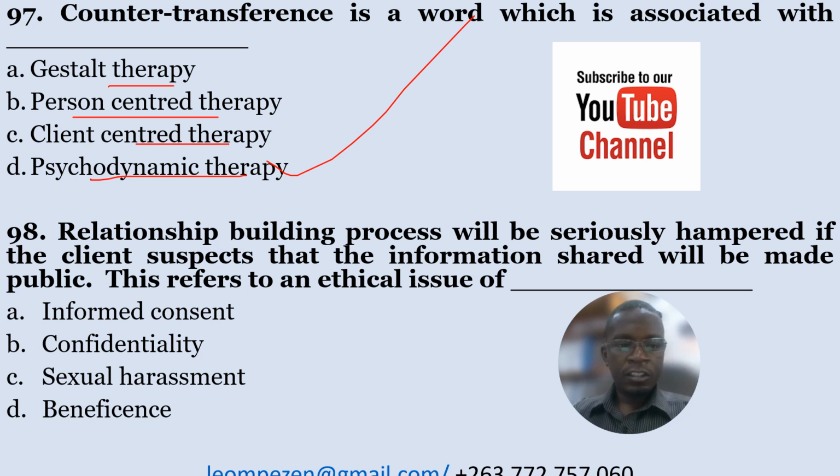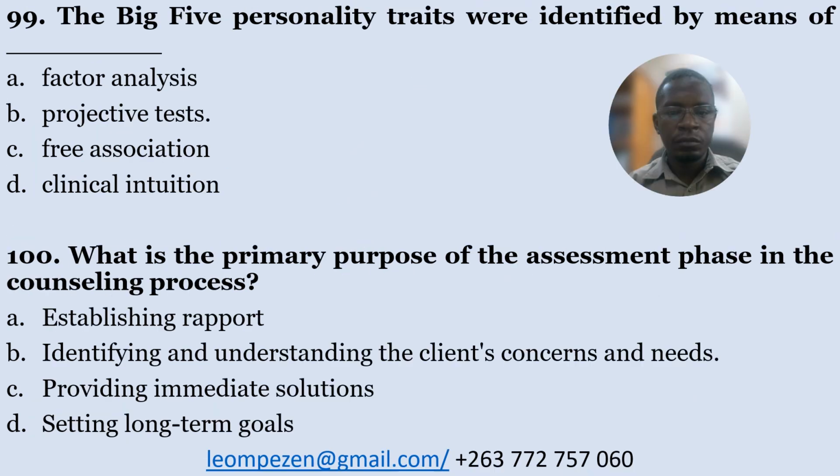98. Relationship building process will be seriously hampered if the client suspects that the information shared will be made public. This refers to an ethical issue of dash. A, informed consent. B, confidentiality. C, sexual harassment. D, beneficence. The correct answer here is informed consent.